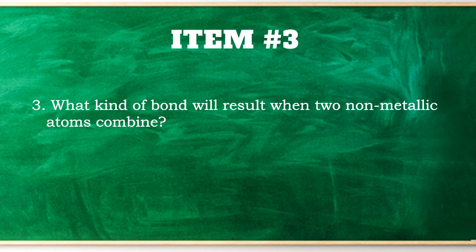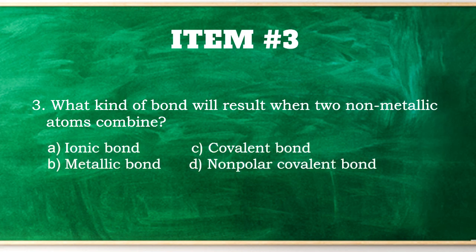Let's have the third question. What kind of bond will result when two nonmetallic atoms combine? Letter A, ionic bond. Letter B, metallic bond. Letter C, covalent bond. Letter D, nonpolar covalent bond. I repeat, what kind of bond will result when two nonmetallic atoms combine? Letter A, ionic bond. Letter B, metallic bond. Letter C, covalent bond. Letter D, nonpolar covalent bond.